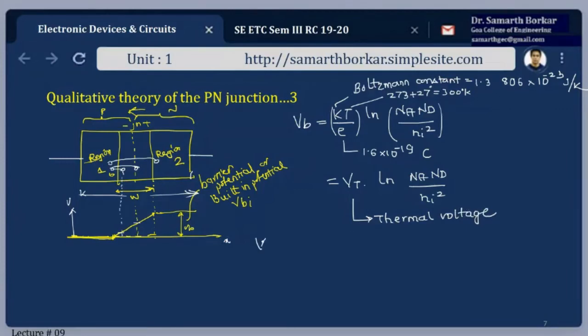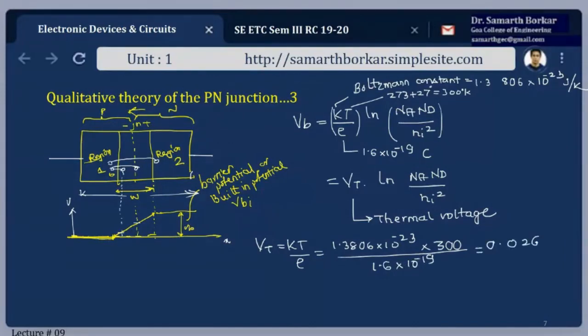And what is this Vt? It is kT by e. So let me substitute: k is 1.3806 into 10 to the power minus 23, and temperature is, say, room temperature, 300 degree Kelvin, divided by 1.6 into 10 to the power minus 19. So this will give me a value of 0.026 volts at room temperature, which is equal to 26 millivolts.